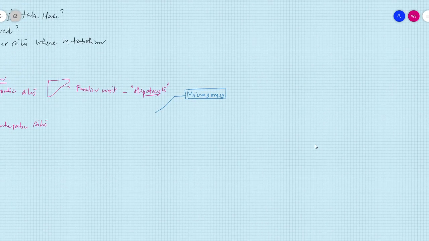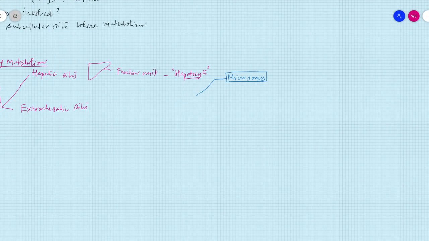The idea is, if we take the hepatocytes, maybe a piece of the liver, and we homogenize it and centrifuge it at, say, 9,000 G, we would get two layers in the centrifuge tube. We'll get a clear layer, and we'll get pellets, which usually is the nucleic acid portion, at 9,000 G.